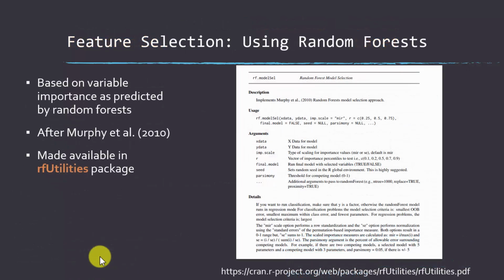There are other methods. Another method that I like to use is the random forest model selection method that's made available in the RF utilities package. It's kind of similar, but it just makes use of a different process for using random forest-based variable importance to estimate variable importance in the optimal model. So again, there's multiple ways to do this.